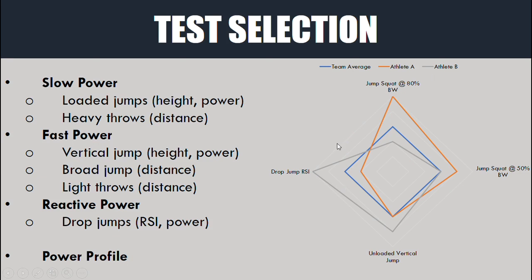Athlete B is basically, if we have a look here, basically the opposite. So he's well above average in the drop jump measures, and he's above average in the unloaded vertical jump measures, but he's only sort of average with the 50% body weight jump, and then with the 80% loaded body weight jump, he's actually below average. So he probably needs to do more force dominant training, so more strength and heavy power training.